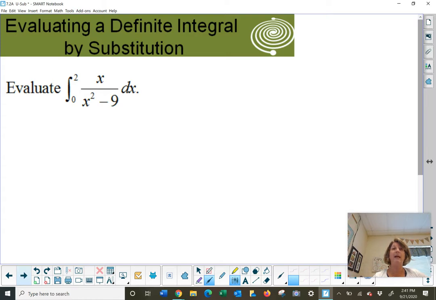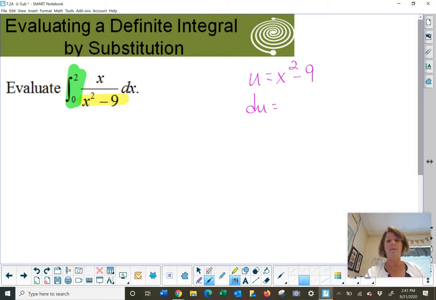Oh, evaluating a definite integral. Definite integral meaning we have bounds, and indeed we do. We got the bounds from 0 to 2. I'm liking this because I'm looking at x squared minus 9 thinking its derivative is present. So I'm going to look to the denominator to set up my u. And let's let u equal x squared minus 9. Even though this is not a very complicated composite function, let's see if this technique of u substitution works out.